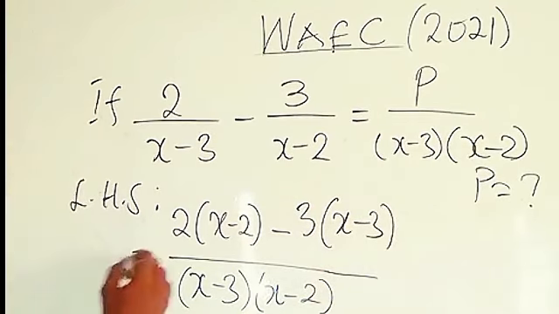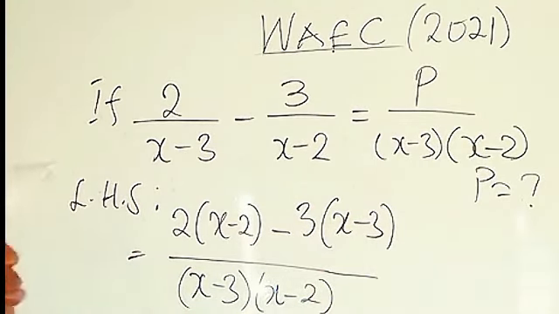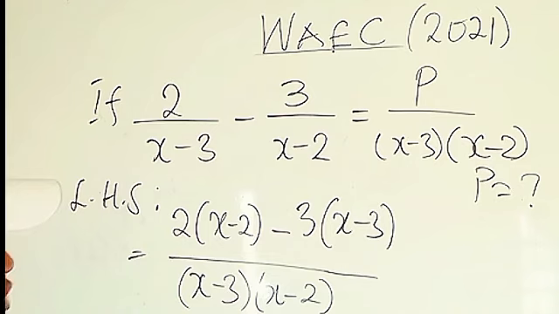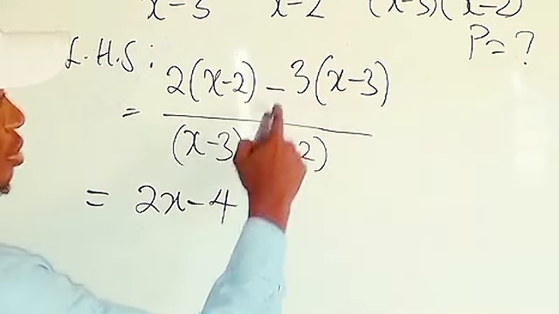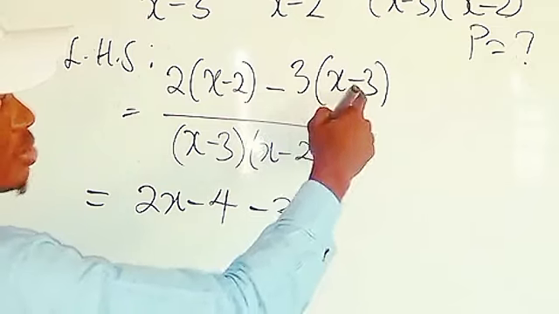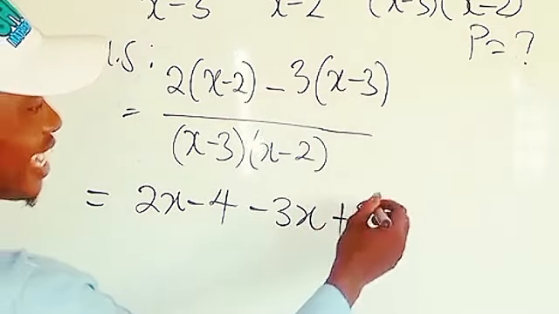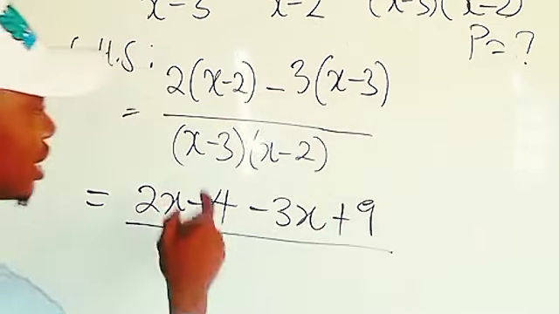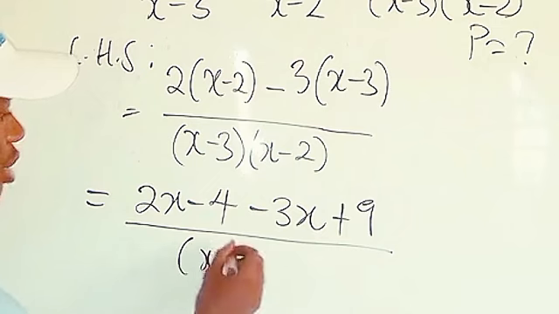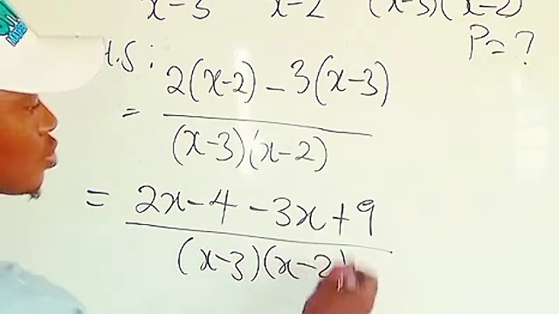Okay, so now from there, try to open the bracket completely. Opening the bracket, 2 times x, we have 2x. You use 2 to multiply everything inside the parentheses, minus 4. Then use this one also to open. Minus 3 times x, we're going to have minus 3x. And minus 3 times minus 3 is going to bring up plus 9. And divided by, don't open this, just leave it, (x minus 3)(x minus 2).